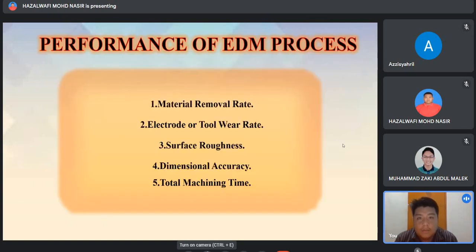So for the performance of EDM, there are many factors that influence the performance of the EDM machine. The first is material removal rate. The second is electrode wear rate. Third is surface roughness. Fourth is the machining accuracy, and the fifth is total machining time produced by the EDM machine. Next slide.